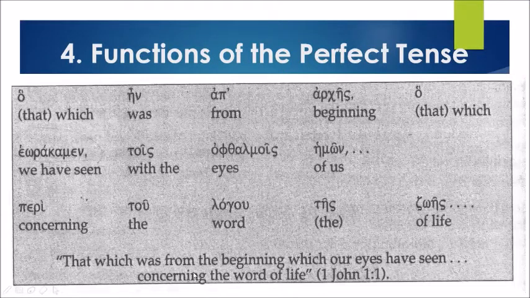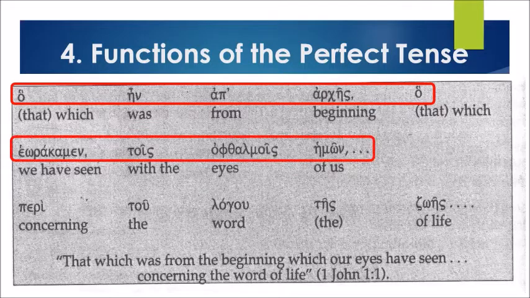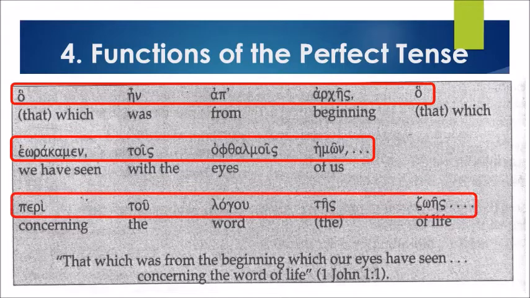So let's take a look at the example here. Let's read all together. Ho ēn ap' archēs, ho akēkoamen, ho heōrakamen tois ophthalmois hēmōn, peri tou logou tēs zōēs. So what does that mean?